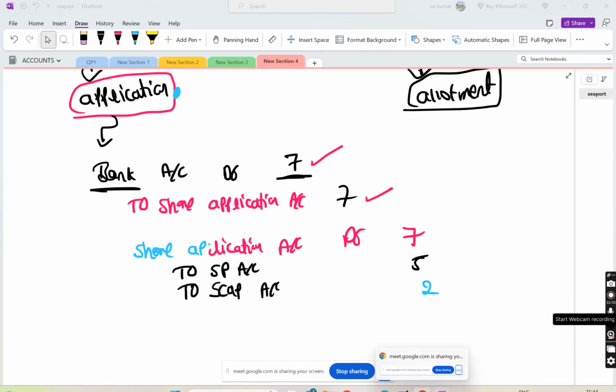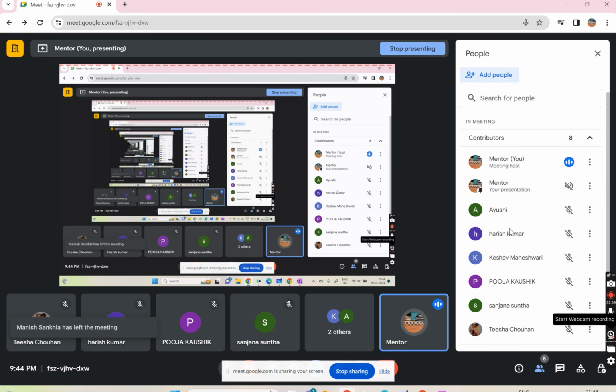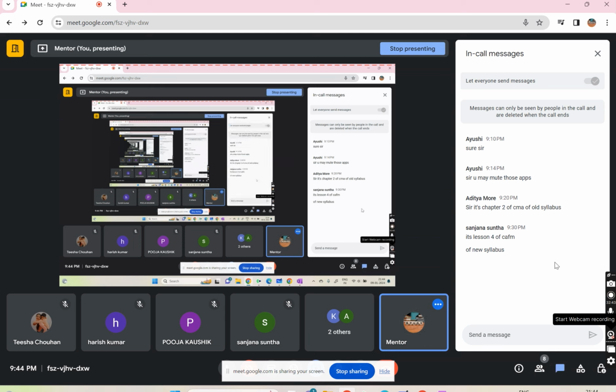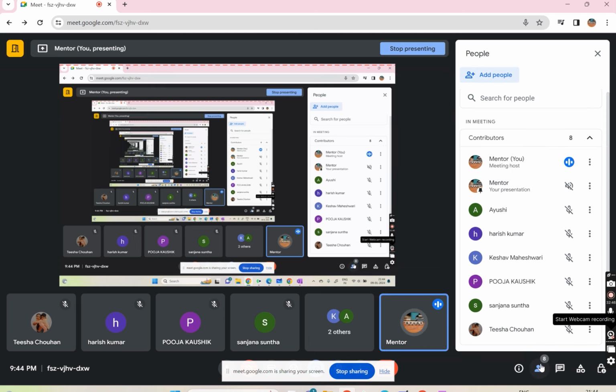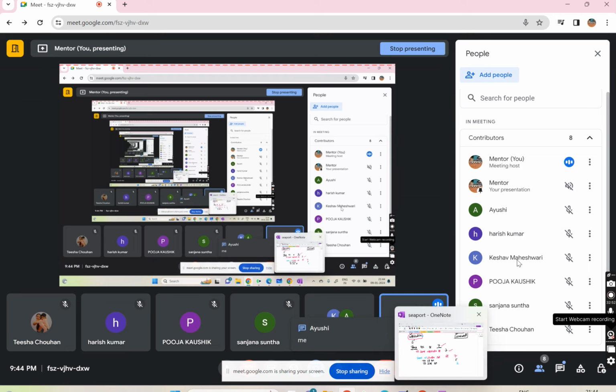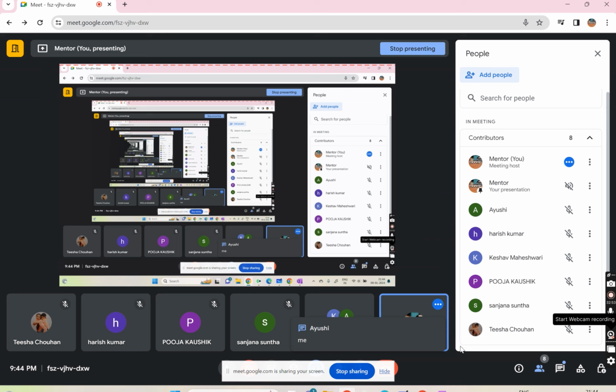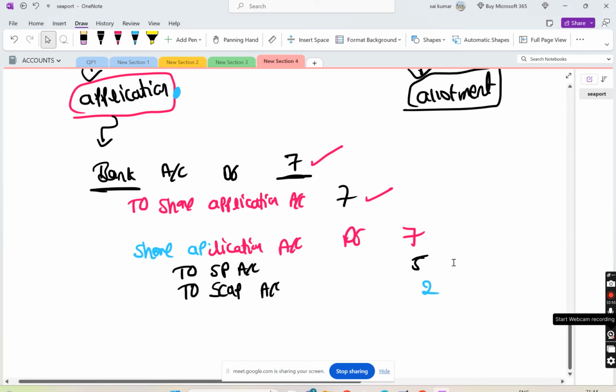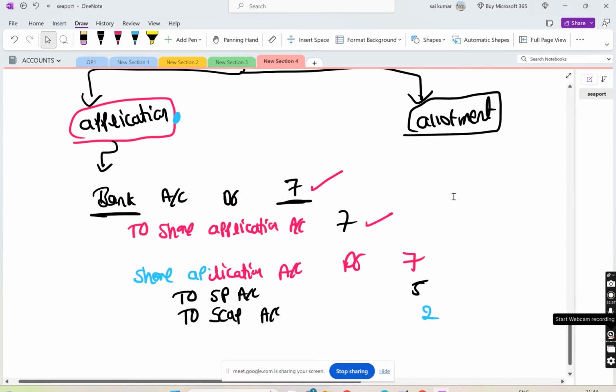I'm really confused here. Is there anybody who doesn't know the basics? Because I think we went a little bit fast on these basic entries like bank account to share capital, these normal basic entries. Ayushi, okay, sure. I'll come to that part.